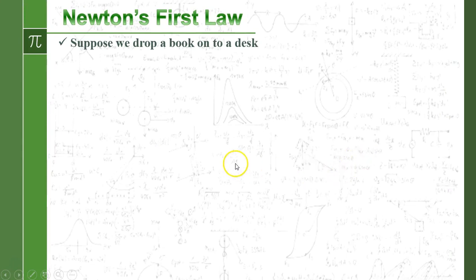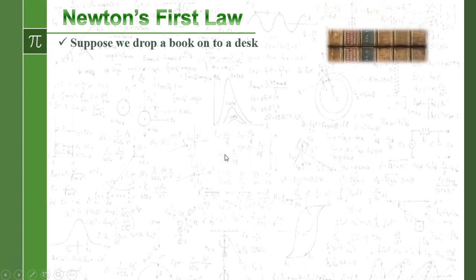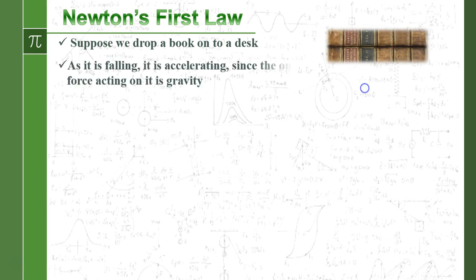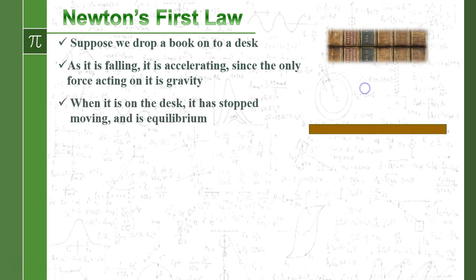So, what does all that mean? Let's just have a quick look at a very, very simple example. Here we go. Here's a book dropping onto a desk. And there you go, there's Newton's Principia Mathematica. If it's falling, then the only force acting on it is gravity. And that's a force, so the book will accelerate.